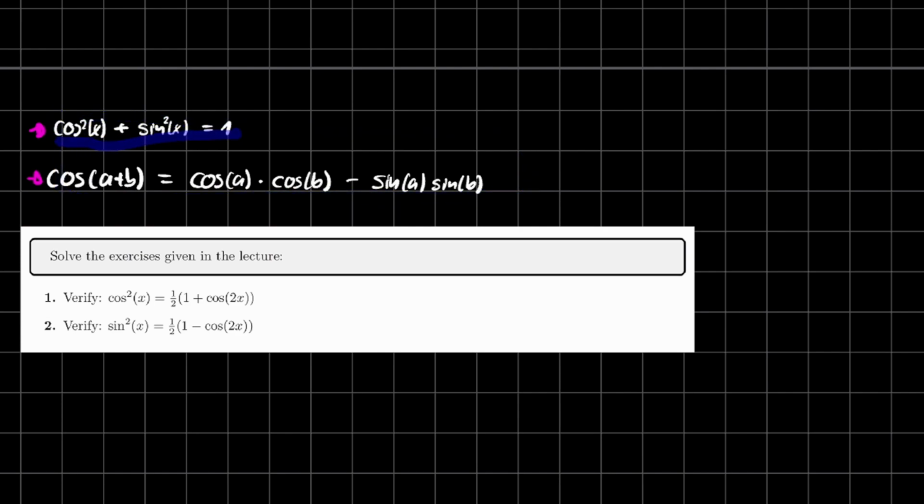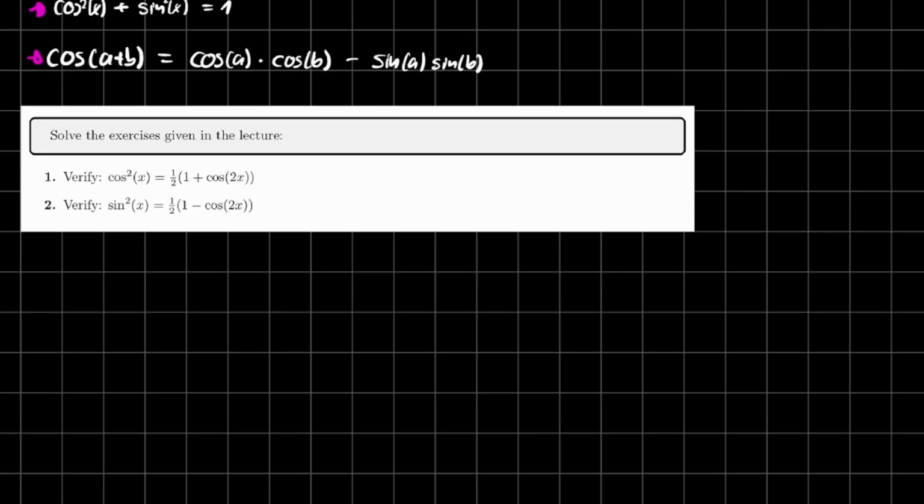This one is pretty basic: cosine squared plus sine squared is equal to 1. And then cosine of A plus B is going to be equal to cosine of A times cosine of B minus sine of A times sine of B. That's basically it. So let's verify this, shall we?